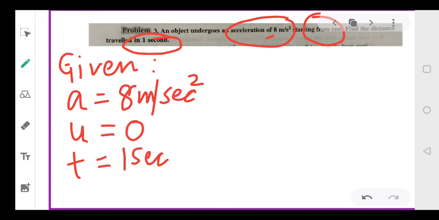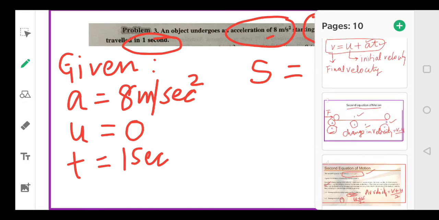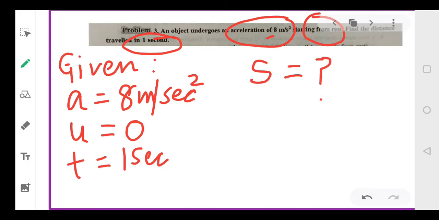Time is 1 second. Now we have to calculate the distance. A is 8 meter per second square. U is 0. T is equal to 1 second. Now we'll use the formula. What do we have to find out? S we have to find out. We have to calculate S. Is it clear, everyone? Let's put the values. Which formula will we use? Any idea? Just think of it. Just now we have talked about one formula.